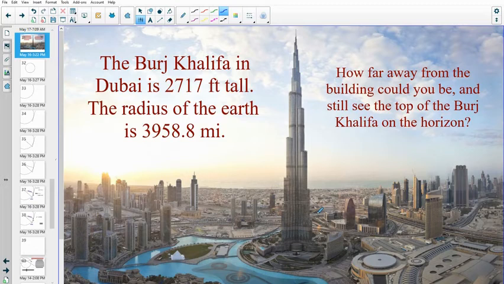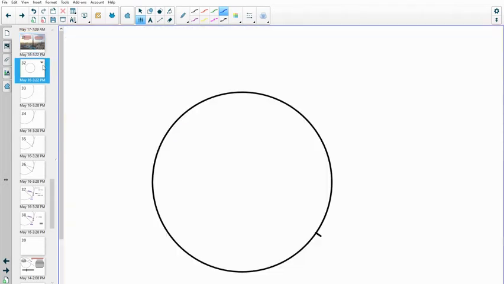And so my question is, if it's a nice clear day, how far away can you be and still see the top of this building on the horizon? So the idea here is that we are on a spherical planet.